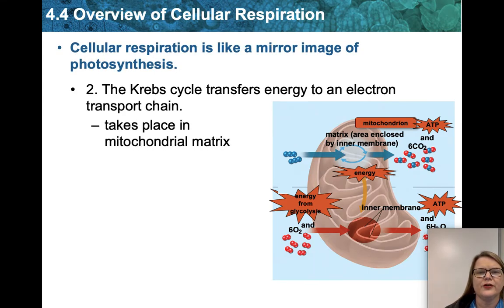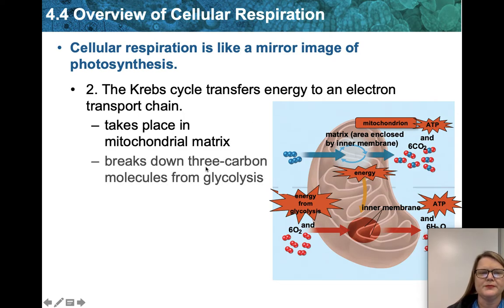The Krebs cycle transfers energy to an electron transport chain. This takes place in the mitochondrial matrix. The mitochondrial matrix is the area enclosed by the inner membrane, sorry. So if you could think of this as like working a maze, when you work a maze, you stay in between the two boundaries, and that's where this matrix is, in between the two boundaries of the inner membrane.